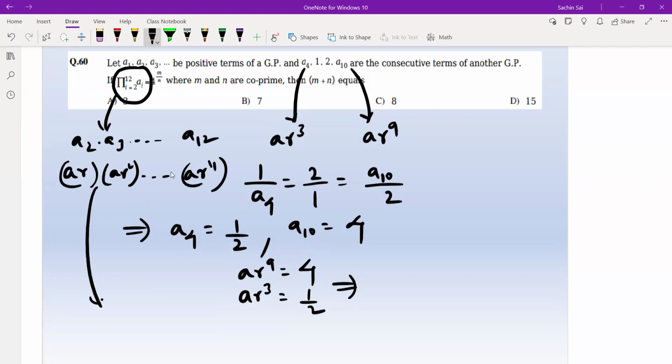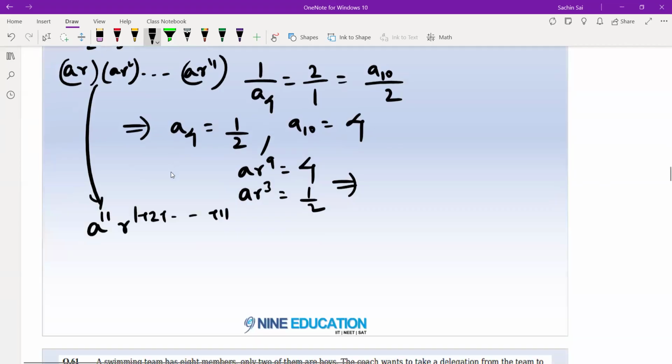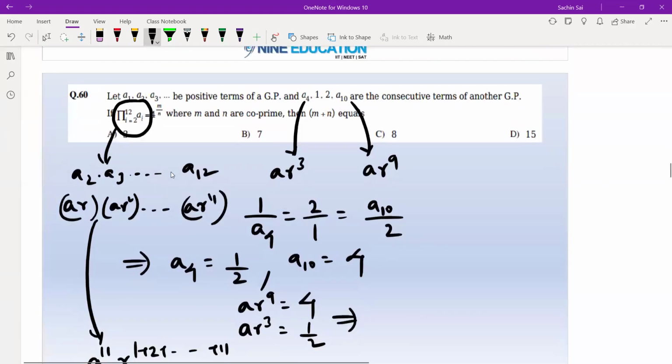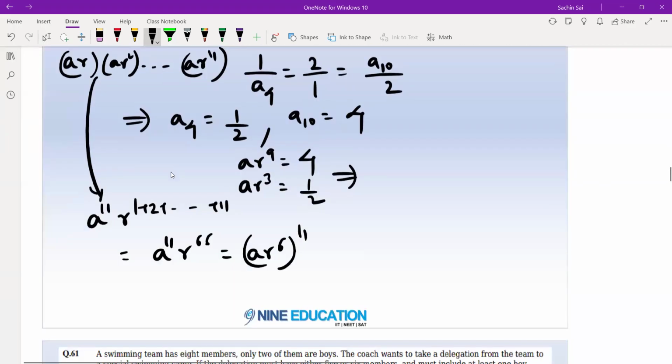So this expression will be nothing but A power, how many terms are there here? From 2 to 12, there are 11 terms. So A power 11 into R power 1 plus 2 plus 3 and so on up to 11. So this will be A power 11 times R power 66. Right? So this is (A R power 6) whole power 11. So once you get the values of A and R, you can substitute them and you'll get the value of (A R power 6) whole power 11.